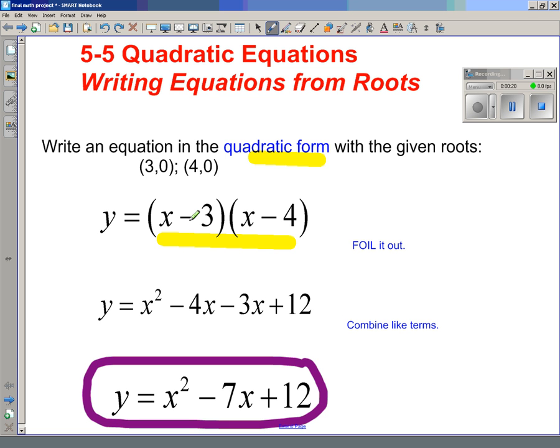it out. X times x is x squared. X times negative 4 is negative 4x. Negative 3 times x is negative 3x. And negative 3 times negative 4 is positive 12. All that's left to do is combine negative 4x and negative 3x to get negative 7x, and your final equation is y equals x squared minus 7x plus 12.